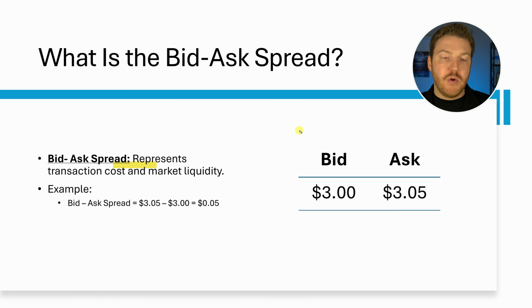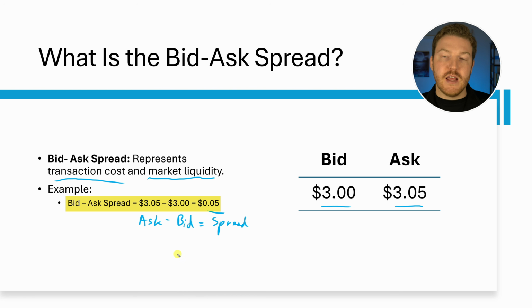That being said, what is the bid-ask spread? So the bid-ask spread represents a transaction cost, and it is a way to measure market liquidity in a way. So in our example, where we had the ask of $3.05 and the bid of $3, we can find the bid-ask spread by just taking the higher value, so we'll take the ask, and then we'll subtract out the value of the bid, so the $3.05 minus the $3, and we're left with a spread of just 5 cents. The higher this spread, we would say the higher the transaction cost.